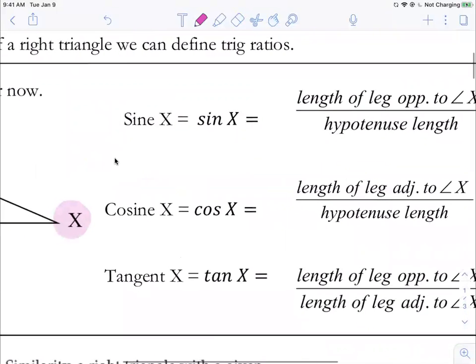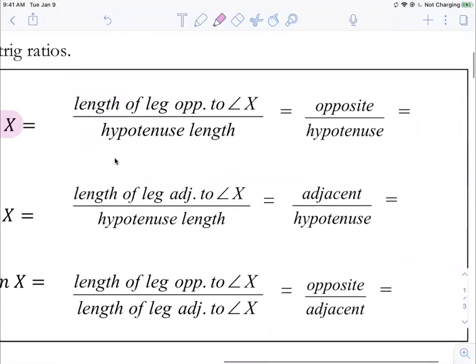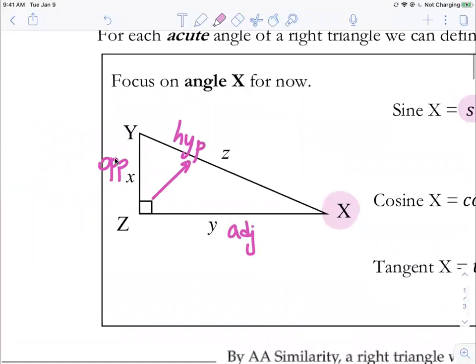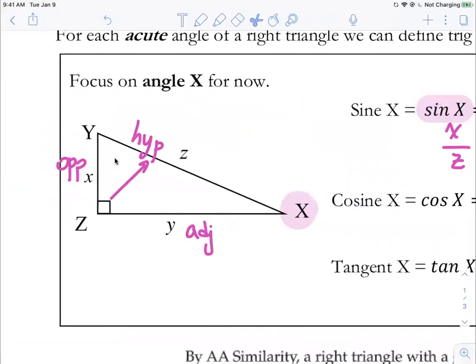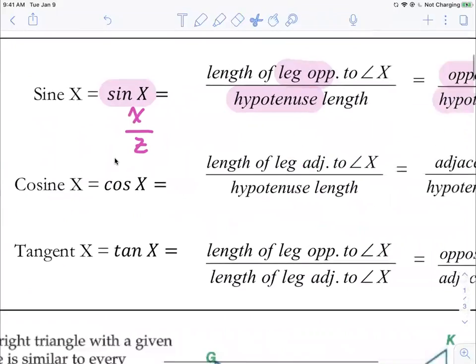Okay, so three different trig ratios. This is called the sine of x. When you abbreviate that, it looks like this, but you still say sine. You don't say sin, you say the sine of x. Sine is defined to be the length of the opposite leg over the hypotenuse. Opposite over hypotenuse. So in relation to angle X, the opposite is your little x, your hypotenuse is your little z. So the sine of angle X would be little x over little z.